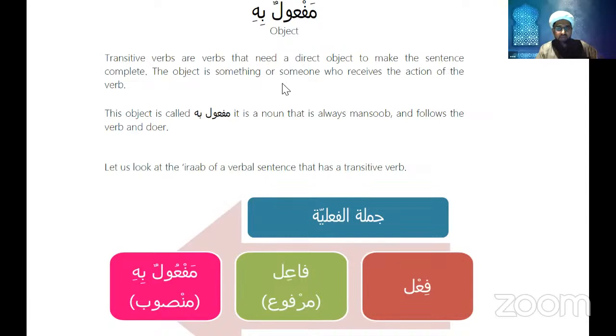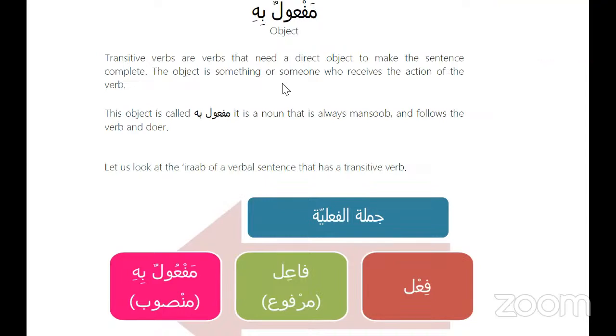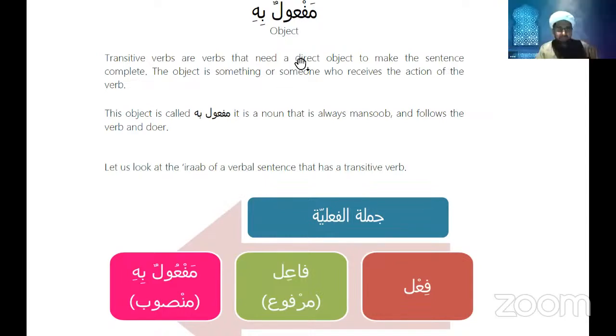Assalamu alaikum wa rahmatullah, Sister Salihi. Wa alaikum assalam wa rahmatullahi wa barakatuh. How are you, sister? Good, alhamdulillah, wa shukr, and yourself?